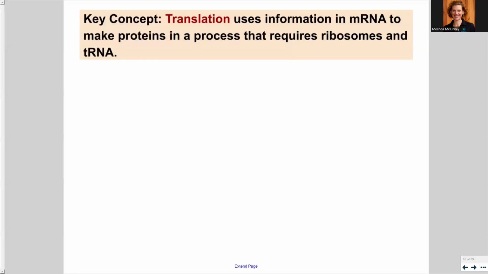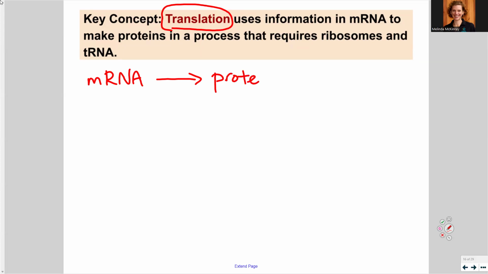Bio 181, chapter 15. And we're talking about the central dogma and creating proteins. The second step is called translation. Translation is converting messenger RNA into a protein. So we're taking the information that messenger RNA has copied from DNA, and now we're going to make a protein. We are going to require ribosomes and tRNA for that process.